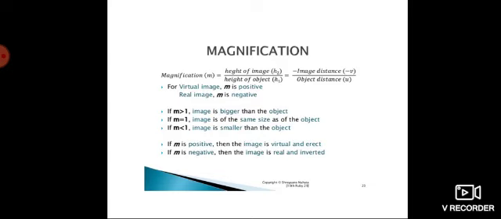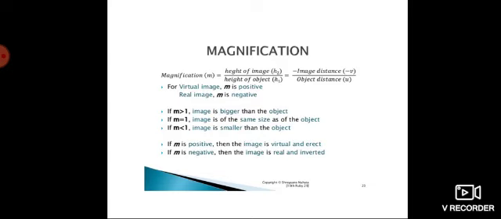So it's nothing but the change in the size of an image compared to an object. It is given by a formula on the slide. It says h2 by h1, where h2 is the height of the image and the height of the object is h1. It can also be given by another formula, which is minus v by u. So we use either h2 by h1 or minus v by u. This is the formula for the magnification of an object.